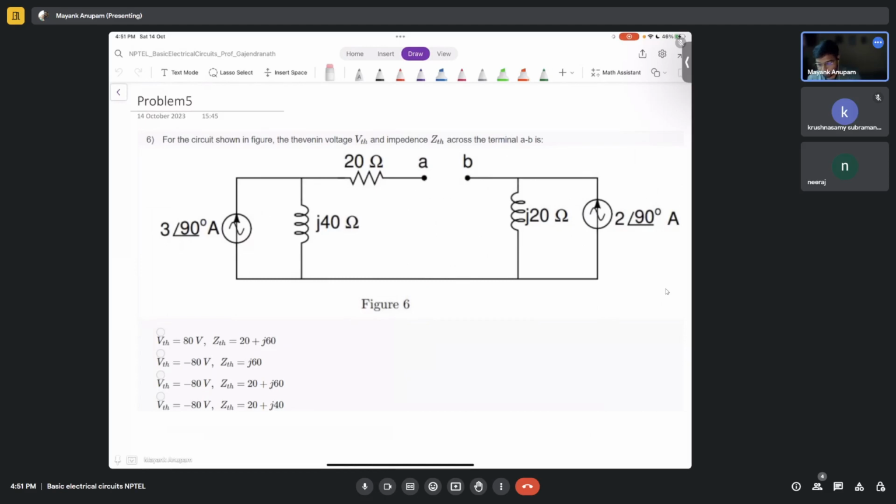Okay, so another question here. For the circuit shown in the figure, the Thevenin voltage VTH and the impedance ZTH across the terminal A and B is, yes, you have to find out Thevenin's impedance here. How do you find Thevenin's impedance and Thevenin's voltage? Open circuiting all the current sources.